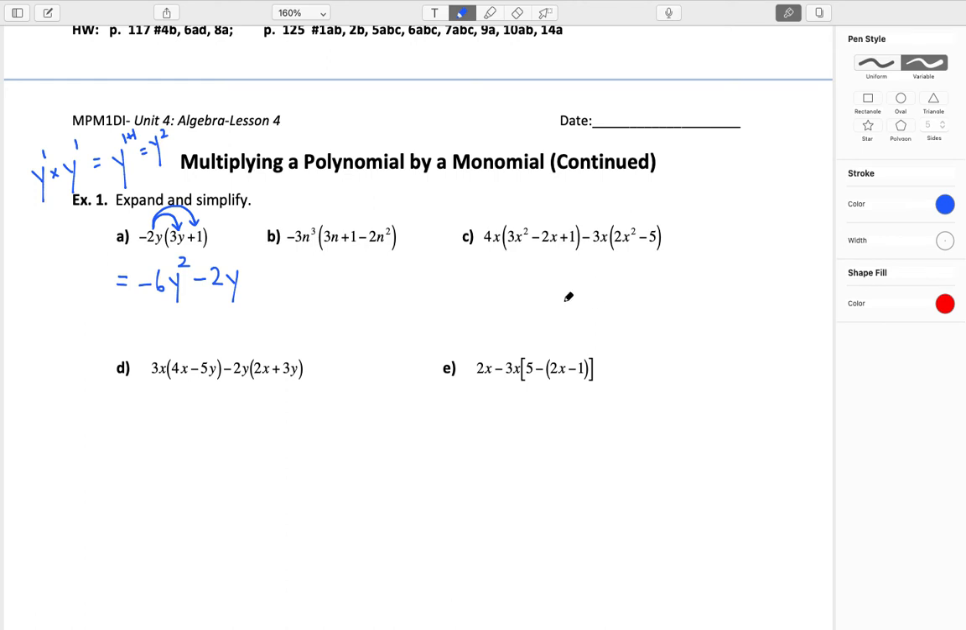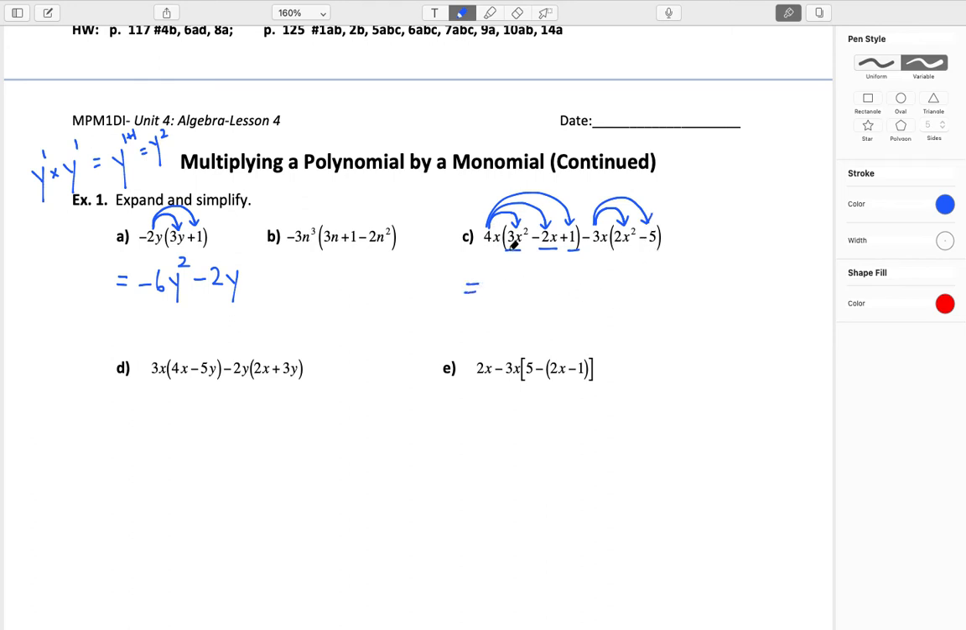So moving forward, let's take a look at letter C. At letter C, there are two houses, two brackets. In front of the first bracket, we have 4x. And there are three terms. So I will be doing 3 distributive property. And in front of this bracket, we have negative 3x. So negative 3x is going to distribute 2 times because there are 2 terms in the bracket.